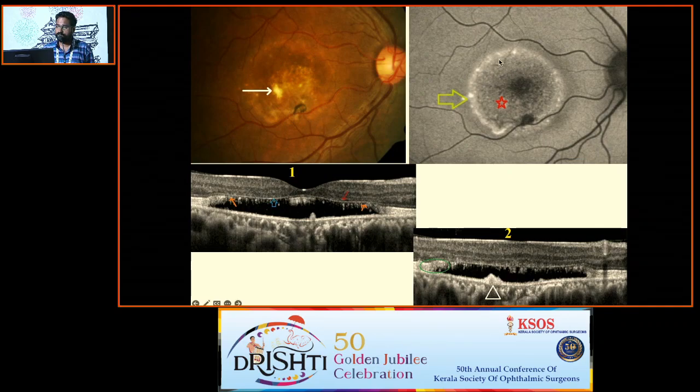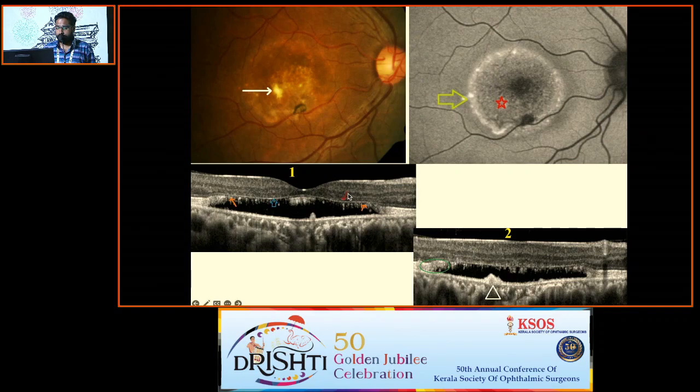Fundus autofluorescence shows hyperautofluorescent dot-like lesions along the boundaries of lesions, with mixed autofluorescence centrally. And on OCT, you can see discontinuity in the photoreceptor layers between them. The ELM is continuous, and you can see the yellow arrows; the blue arrows depict the external limiting membrane.